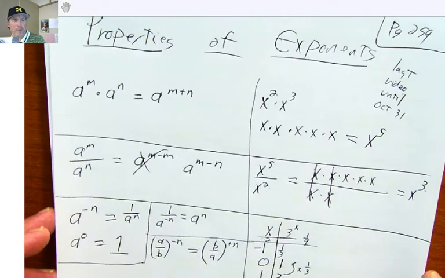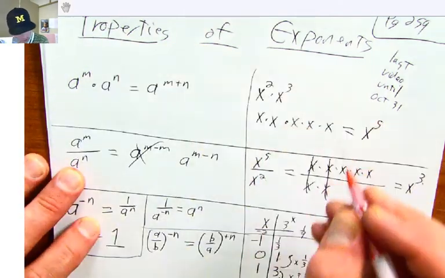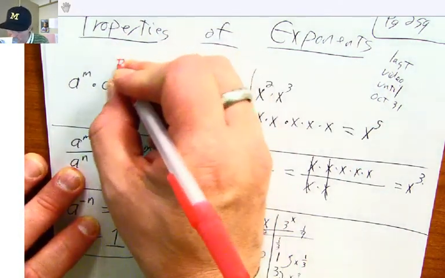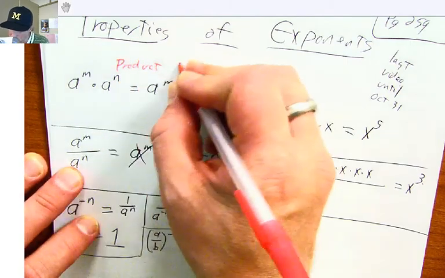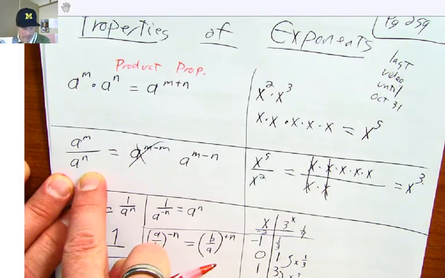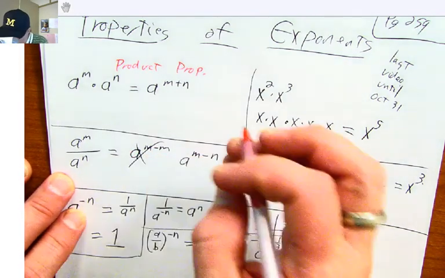If you have your properties of exponents, I realized in hindsight that I didn't exactly label what all these properties were. So I just want to label these real quick. This one, because you're multiplying, was the product property. This one, because you're dividing, and another word for dividing is quotient, was the quotient property.